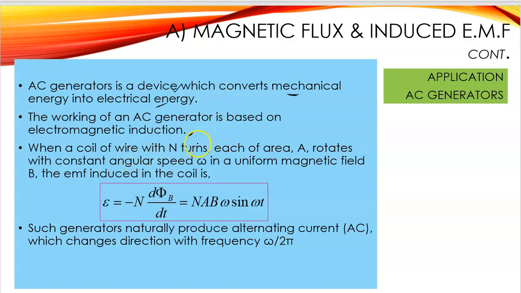When a coil of wire with N turns, each of area A, rotates with a constant angular speed omega in a uniform magnetic field B, the EMF for an AC generator can be found by using this equation. It is the product of the number of turns, the area, the magnetic field, the angular speed, and sine of the angular speed and time. This is the induced EMF in an AC generator. Such a generator naturally produces alternating current which changes direction with a frequency of omega divided by 2 pi. So this is the AC generator.